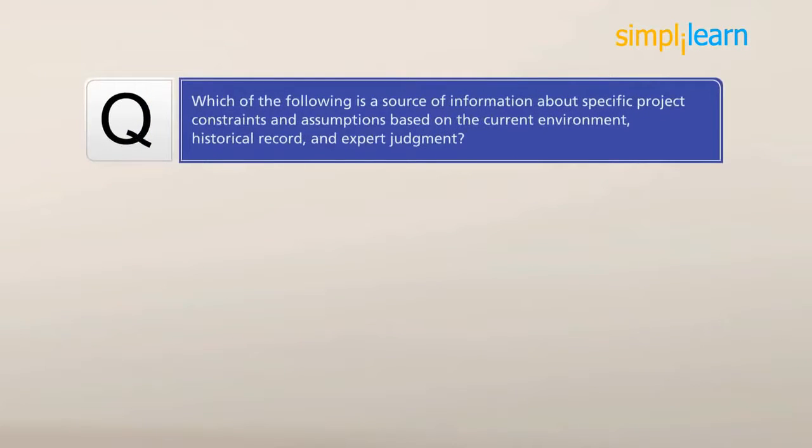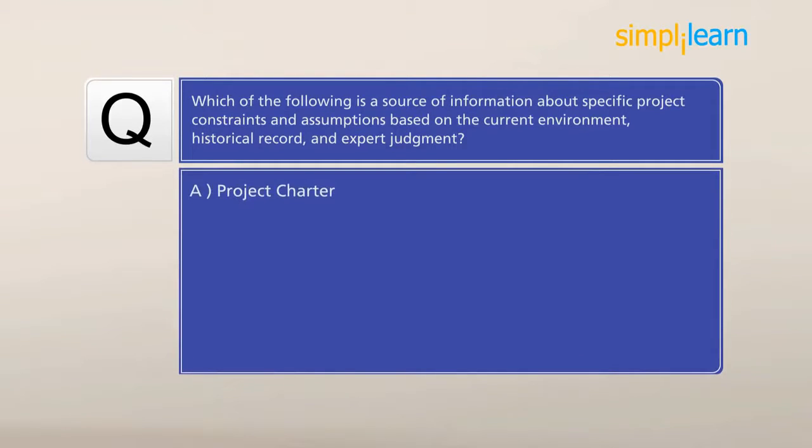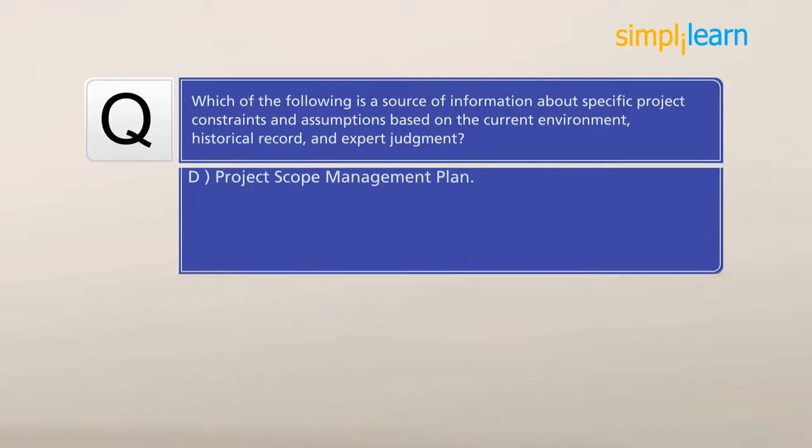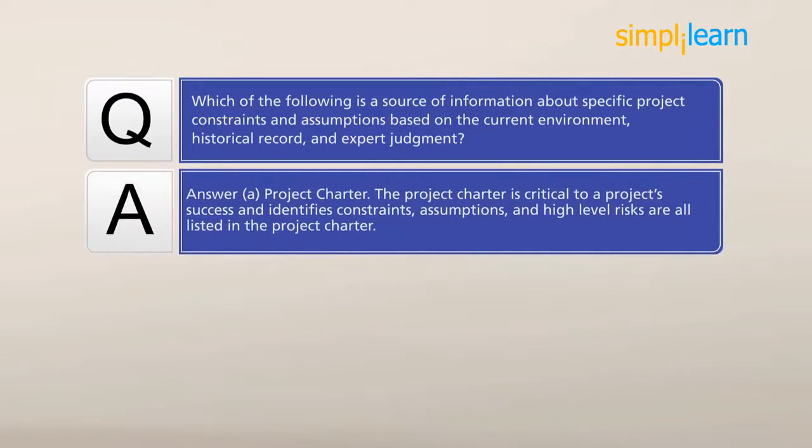Let's look at some potential questions on what might be asked. Question 1. Which of the following is a source of information about specific project constraints and assumptions based on the current environment, historical record, and expert judgment? A, project charter. B, communication management plan. C, risk management plan. Or D, project scope management plan. The answer is A, project charter.